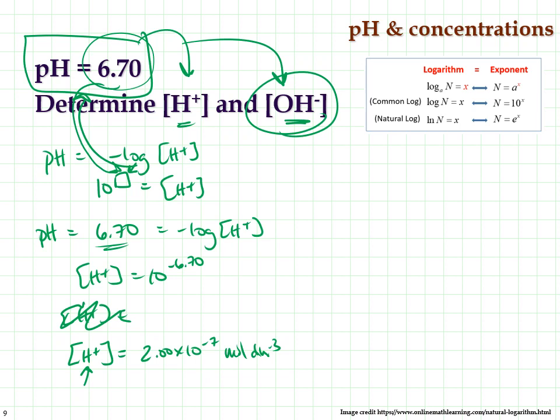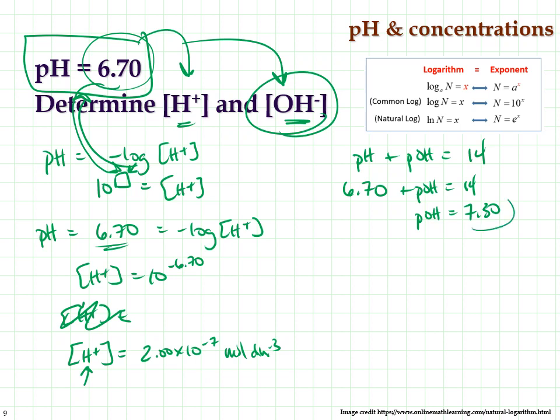We're going to do that not with a pH, but with a pOH. So remember that pH plus pOH equals 14. So if my pH is 6.70, add that to the pOH, we get 14. Subtract 6.70 from both sides, and pOH is going to be equal to 7.30.